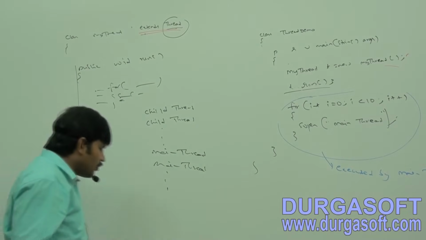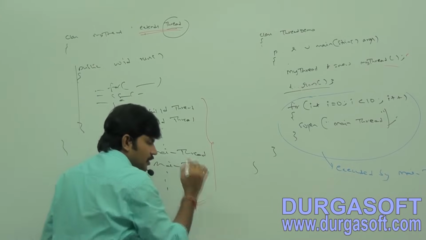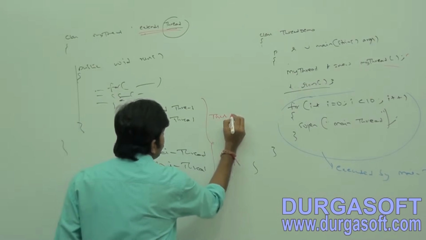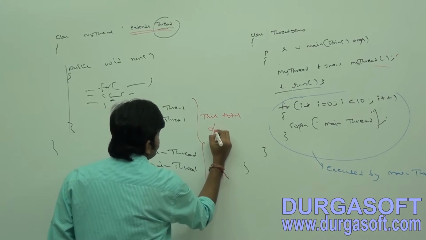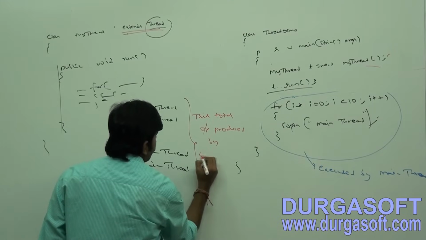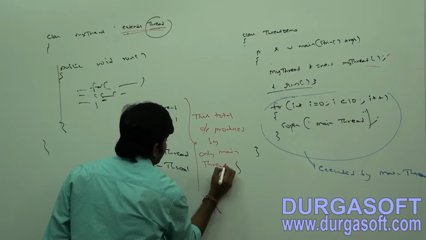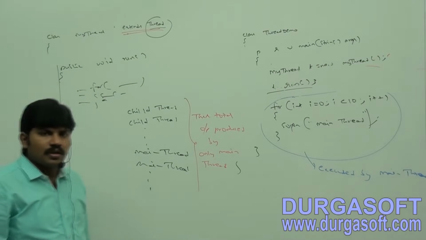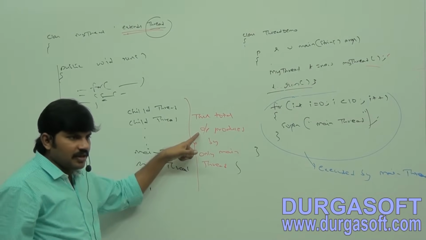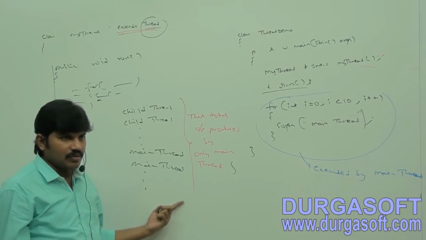Can I use the word this total output is produced by only the main thread or not? Yes, this total output is produced by only the main thread. Are you getting? Because how many threads are there in our application? Only one thread, main thread only, right?